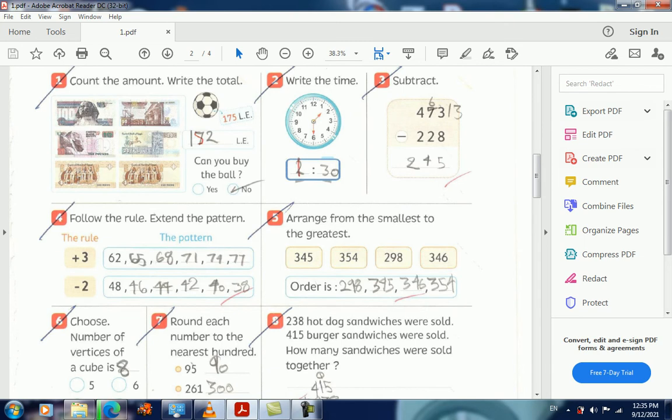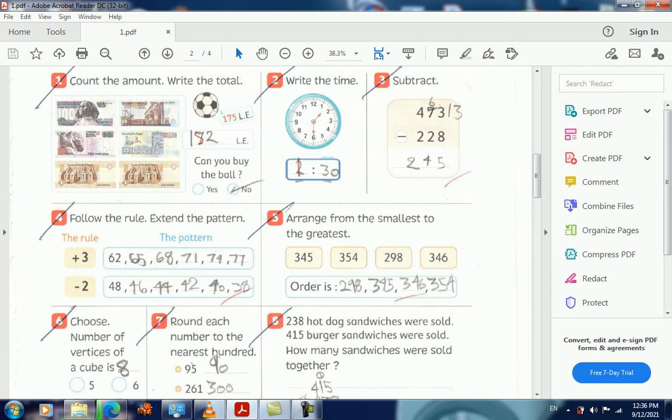Now go to number 1. Count the amount. Write the total. So how many have we got here? We got 100, and beside the 100 there is a 50, so 150 till now. Then we got 10 and 20, so extra 30. So in total we got till this moment 150 plus 10, 60 plus 2, 80, so 180. And at the end there are 2 pounds, so we got 182 pounds in total.